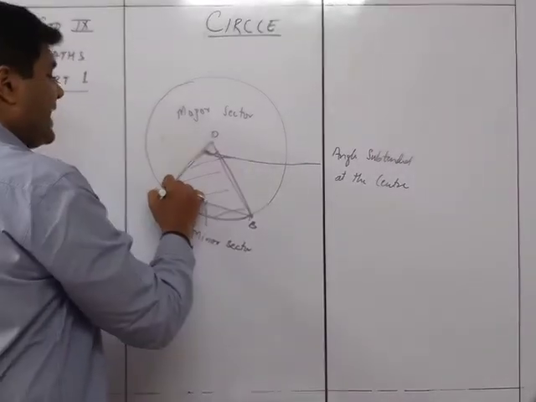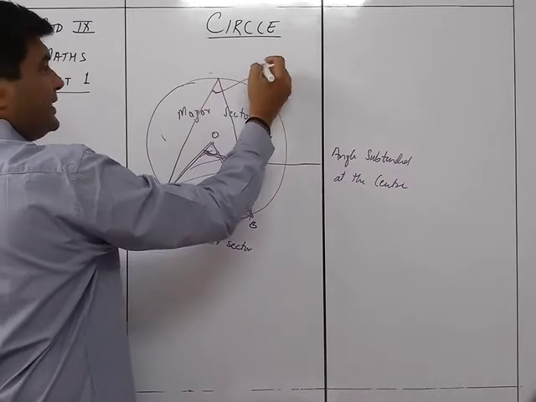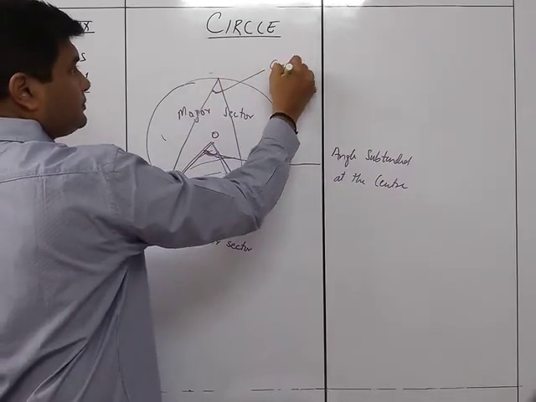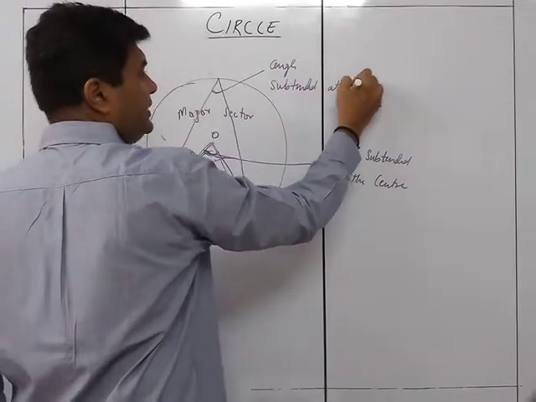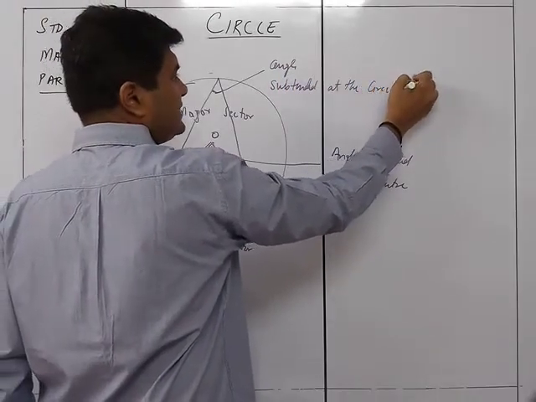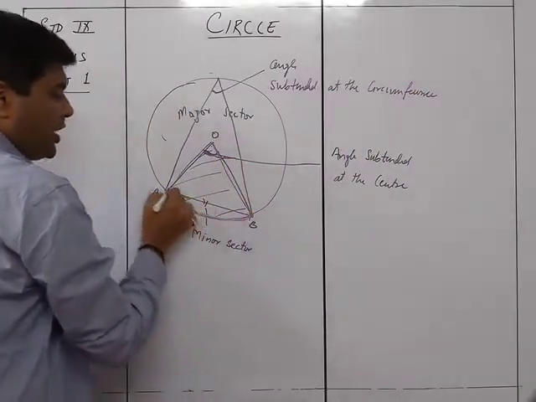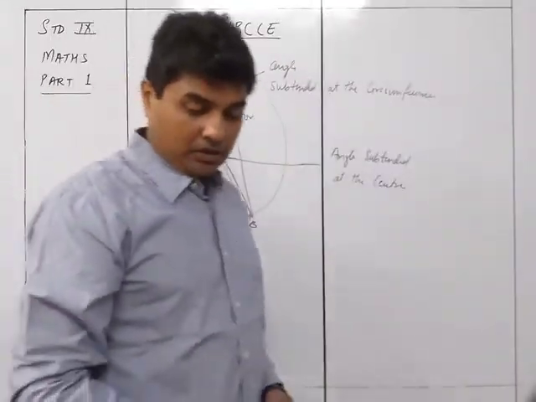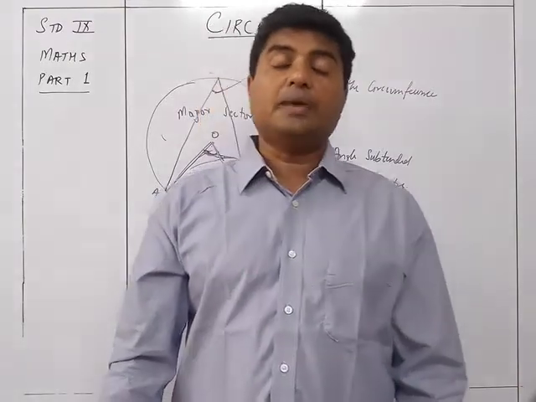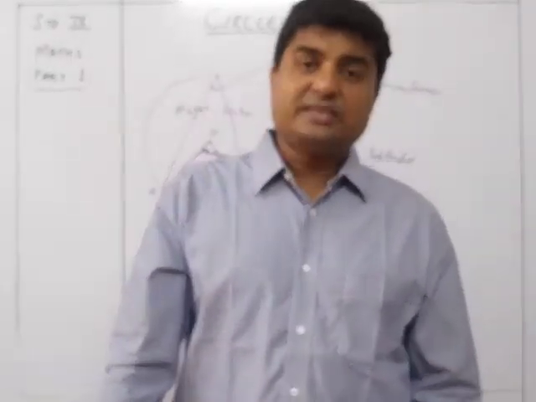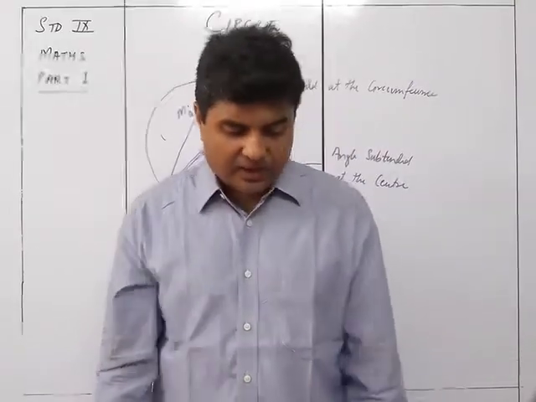Similarly, there could be an angle which is subtended at the circumference. So this is the angle subtended at the circumference by this chord, this arc AB. So that is the angle subtended by the chord or by the arc at the center or at the circumference. So that is the angle subtended by the arc or the chord.